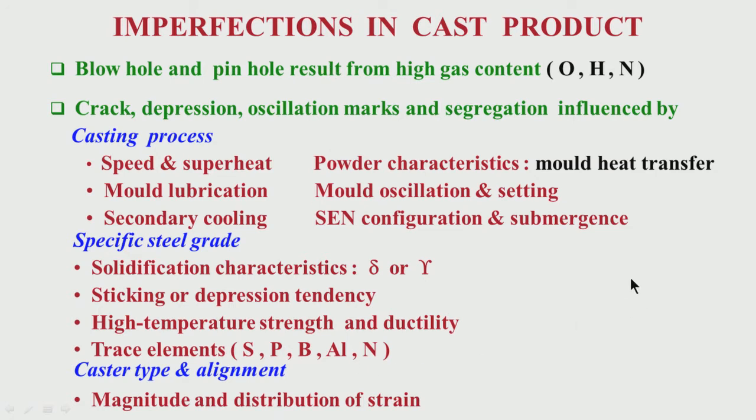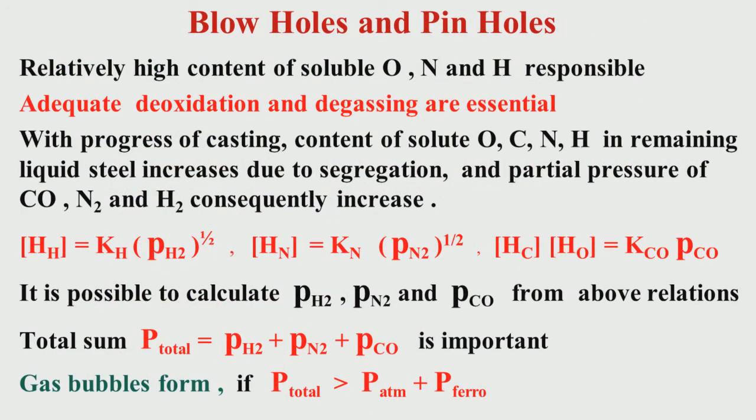I have started the different issues one by one. I mentioned how these blowholes and pinholes are generated. The whole idea is to control the content of soluble oxygen, nitrogen, and hydrogen. If you can control this, then the partial pressures of hydrogen, nitrogen, and CO will be less during solidification, and there will be less gas bubble formation, because the total pressure, which is the summation of the partial pressures of hydrogen, nitrogen, and carbon monoxide, will be less than the atmospheric or ferrostatic pressure. So no gas bubbles will form in the cast product. This is the basic principle for avoiding blowholes and pinholes in the cast product.